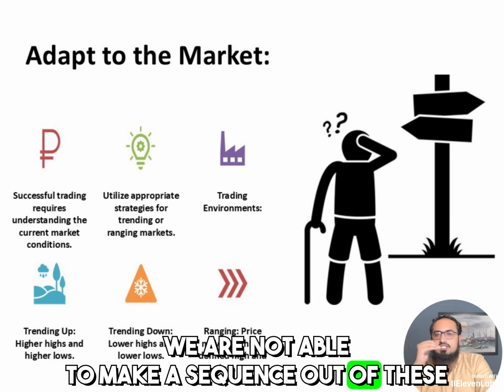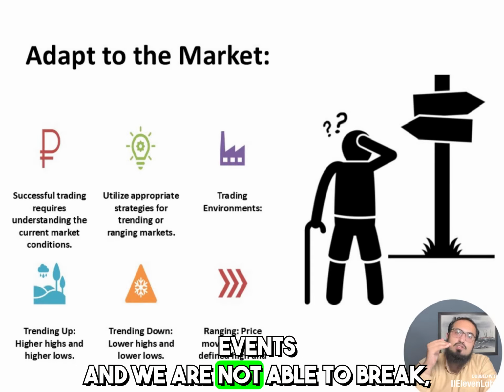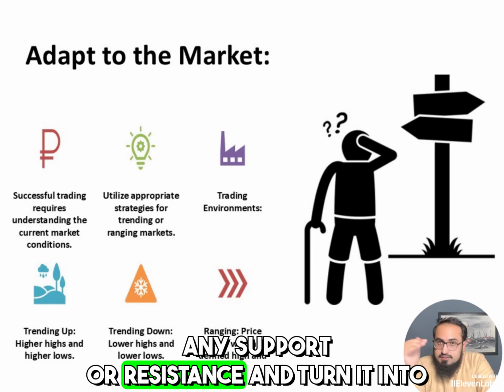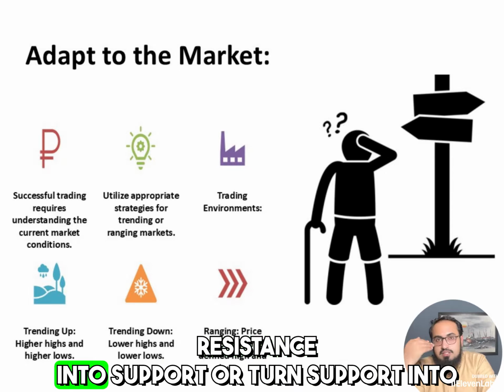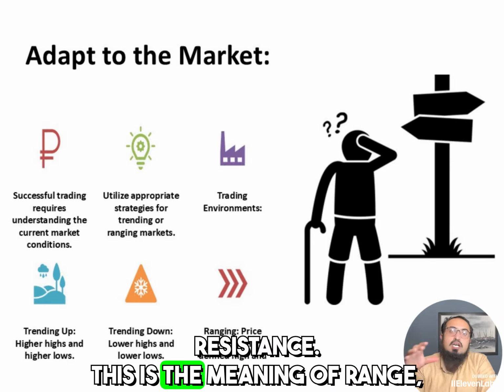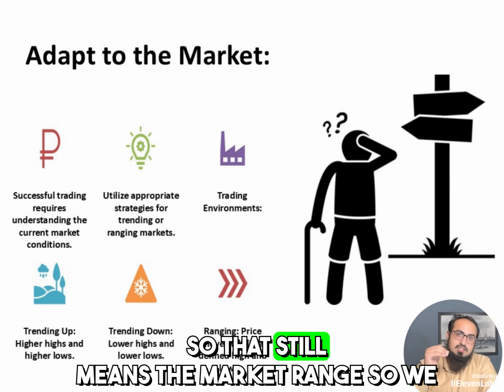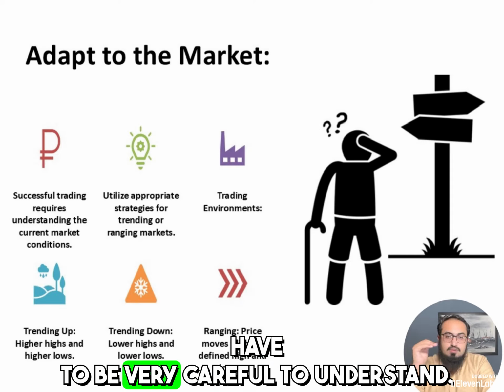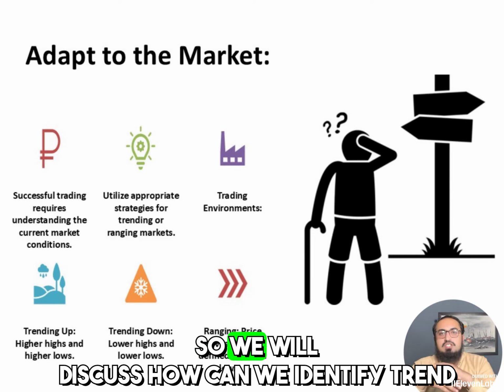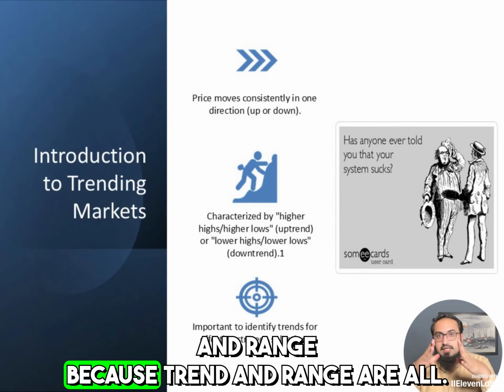We are not able to make a sequence out of these events, and we are not able to break any support or resistance and turn resistance into support or turn support into resistance. This is the meaning of range. Sometimes it can happen that we keep going to the previous high, but we are not able to turn it into support. We come back into the range, so that means the market is ranging, so we have to be very careful to understand. So now in this chapter, we will discuss how to identify trend and range, because trend strategies are different and range strategies are different.